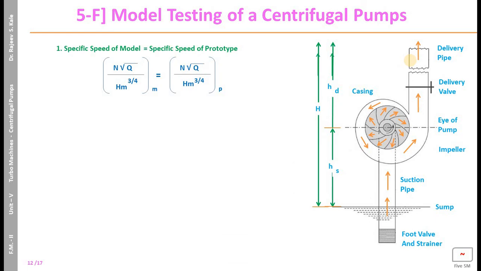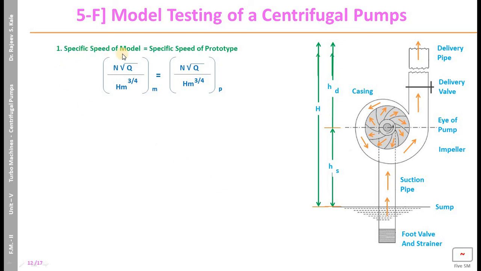Now the next part is very important, model testing of centrifugal pump. When it is required to lift 1 meter cube of water at a head of 1 meter, what should be the minimum speed of the centrifugal pump? So you can work on the prototype. There are 4 conditions given. If the model satisfies these conditions, you can go for actual construction of the pump.